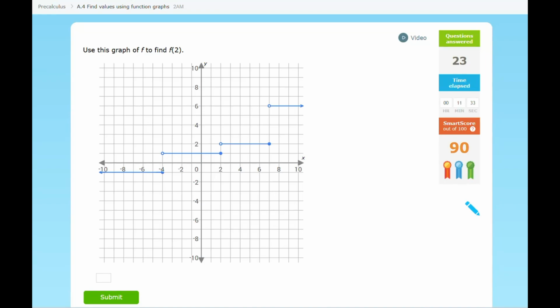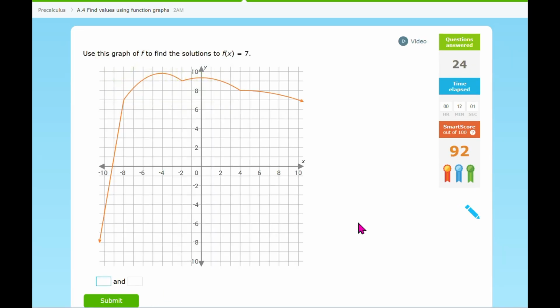Let's work on challenge questions of IXL Precalculus A4. Find values using function graphs. So we are trying to find f of 2. Since x equals 2, f of 2 would be 1. This value is 1, so let's go ahead and type 1 over here.